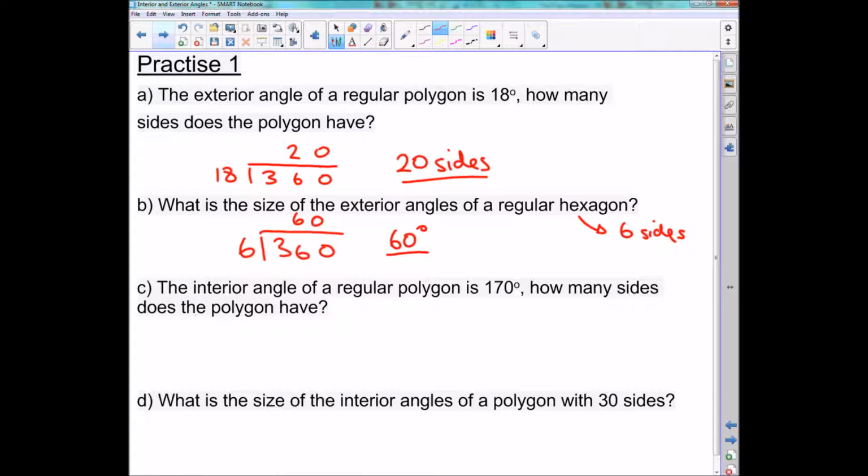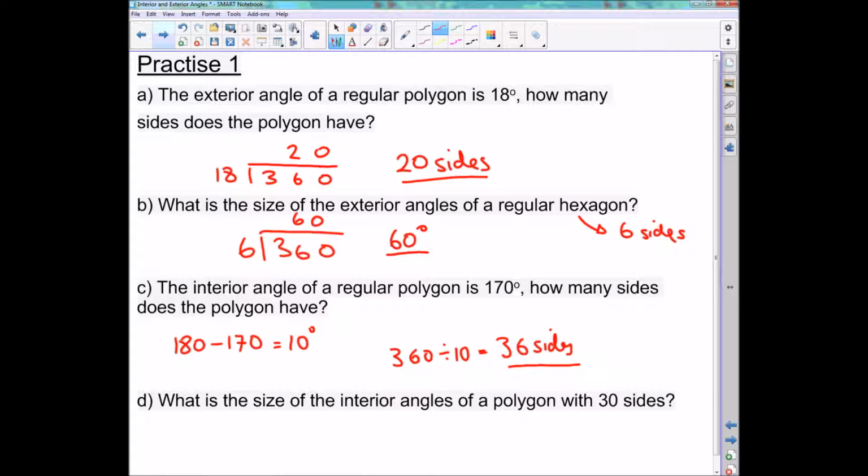C is telling us the interior angle of a regular polygon is 170 degrees. How many sides does the polygon have? So again, first off, I'm not interested in the interior. I find the exterior far more useful. So I'm going to take that away from 180 and get an exterior angle of 10 degrees. Now I'm going to do 360 and divide that by 10. Again, I don't need the bus stop for this. And I get 36 sides out.